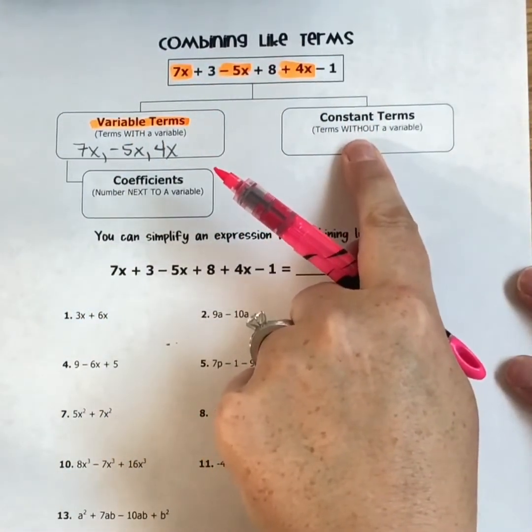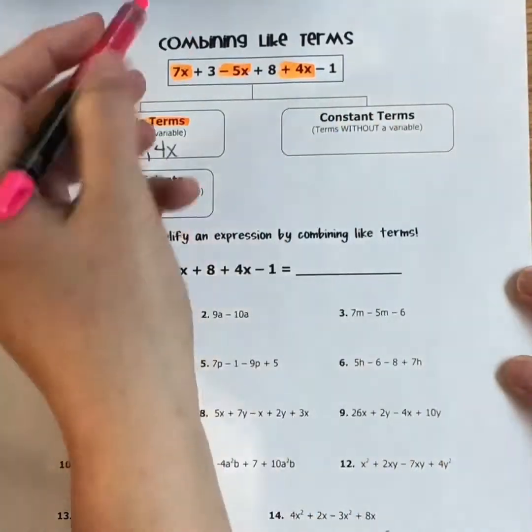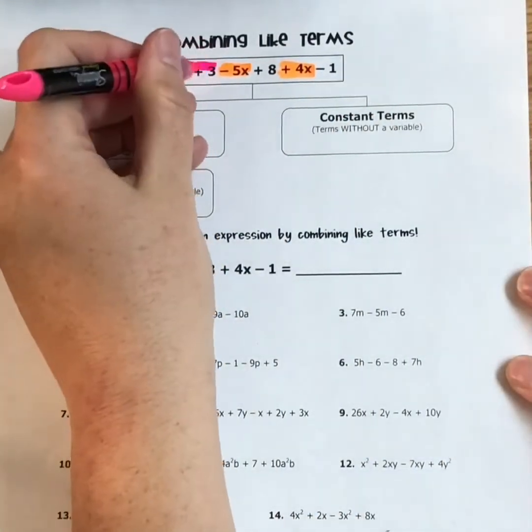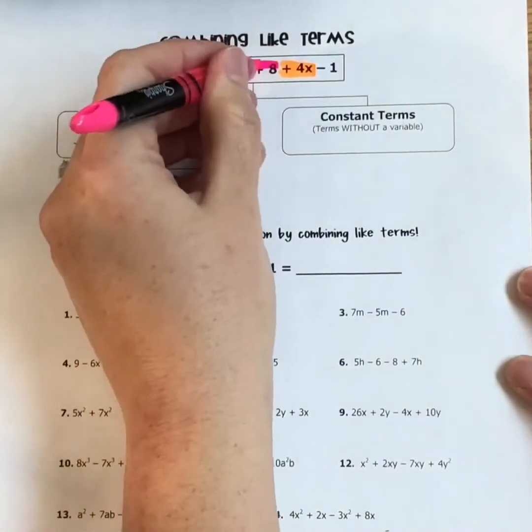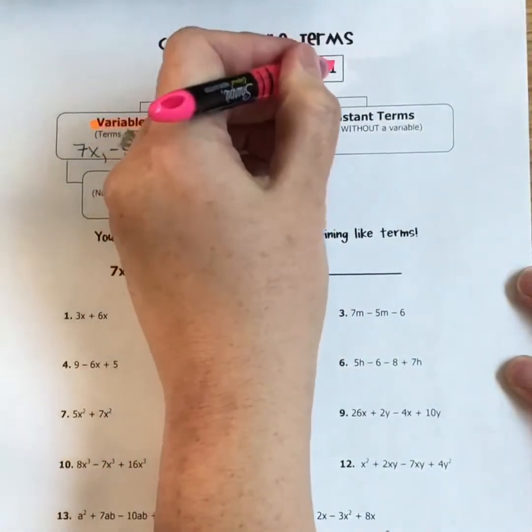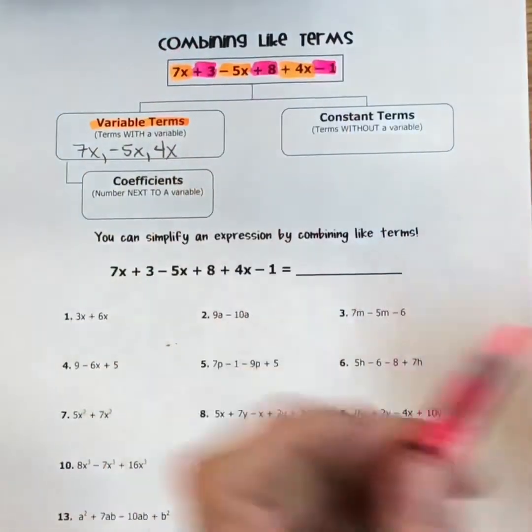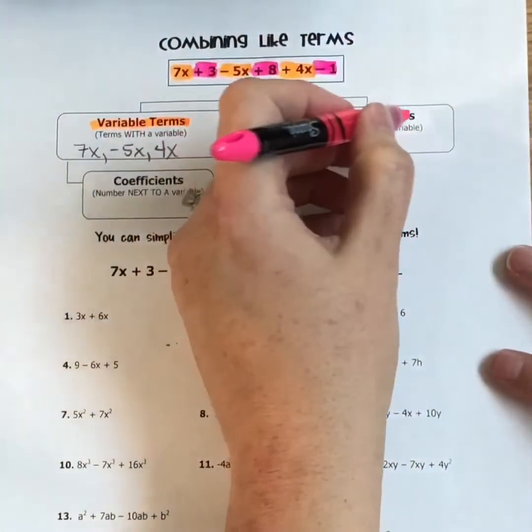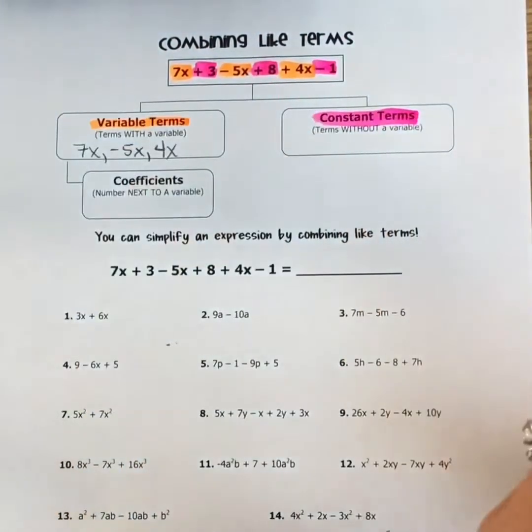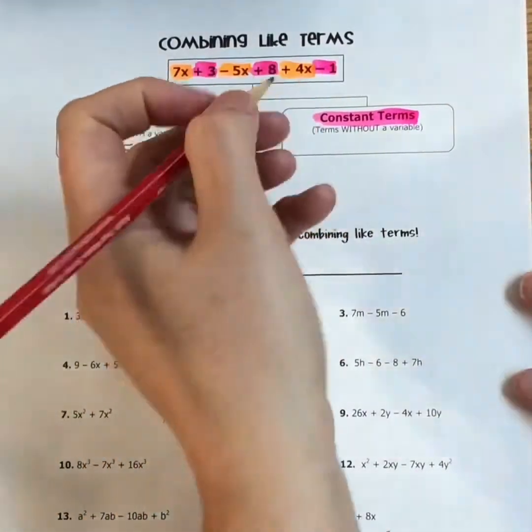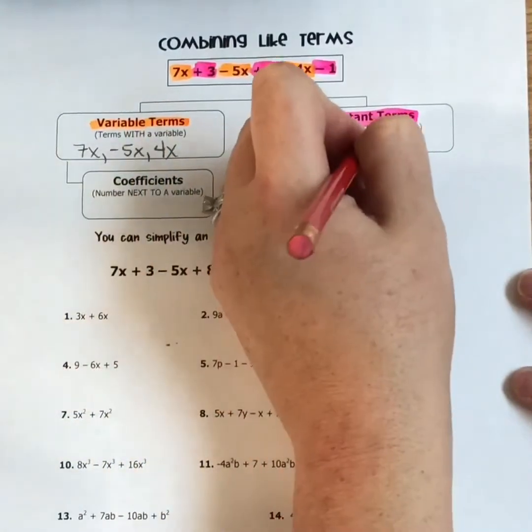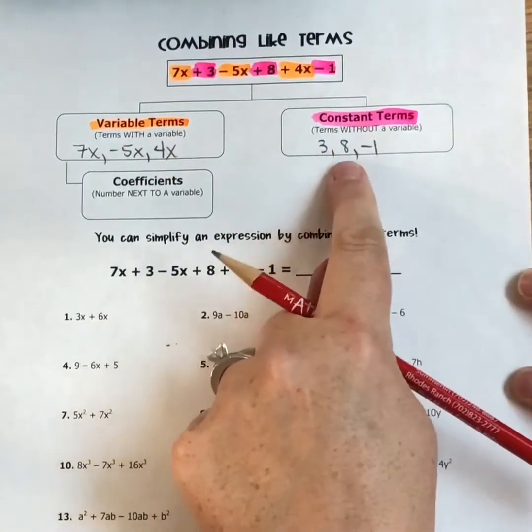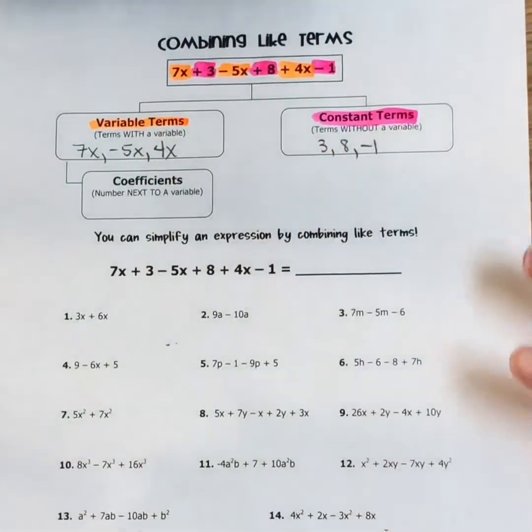So I could also list the constant terms, in other words, the terms without a variable, as positive 3 because of the plus in front, positive 8 because of the plus in front, and negative 1 because of the minus in front. The constant terms I highlighted pink. So we've got positive 3, positive 8, and negative 1. And notice the positives, I didn't list the plus at this point.